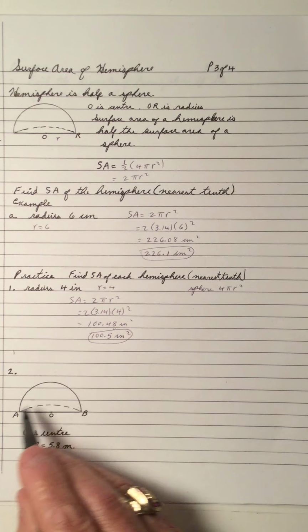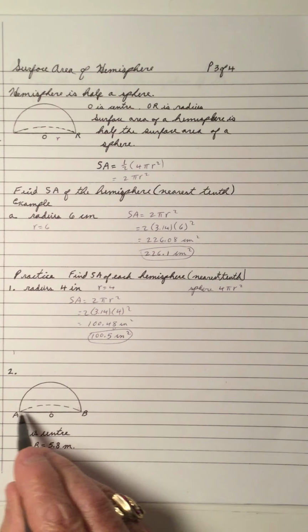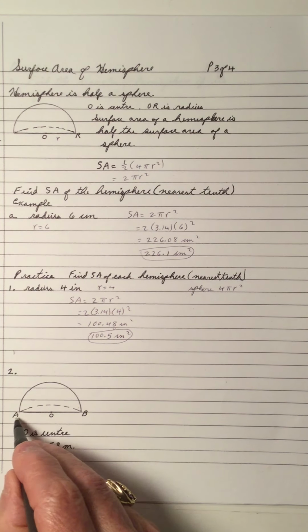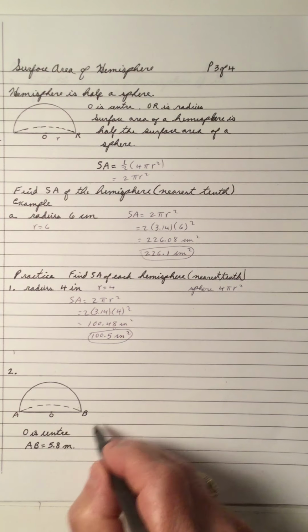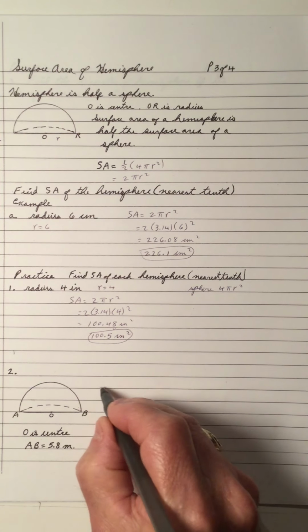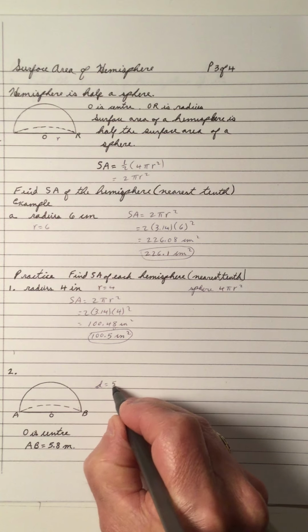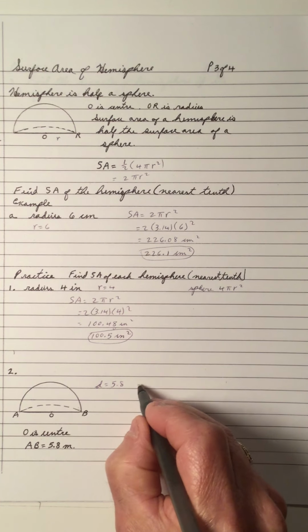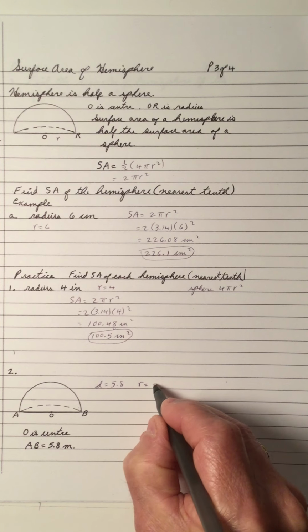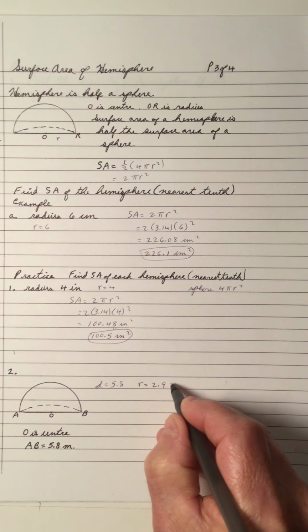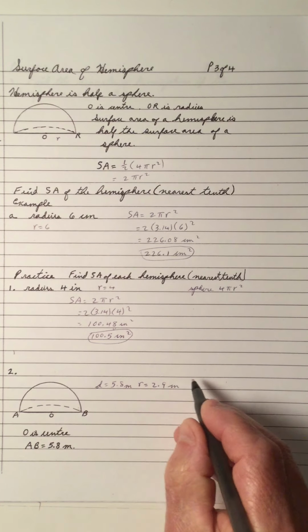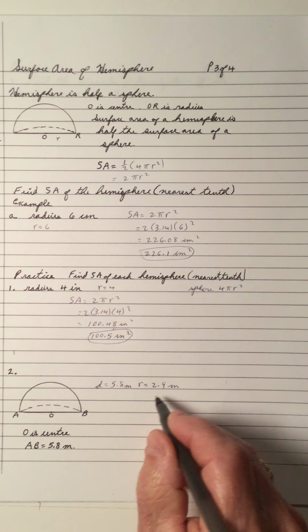And number 2, pause the video and work this one out. We have a hemisphere again, half a sphere, and AB is the diameter. The diameter is 5.8 all the way across going through the center. That means the radius is half of that, so the radius is 2.9, and it's in meters.